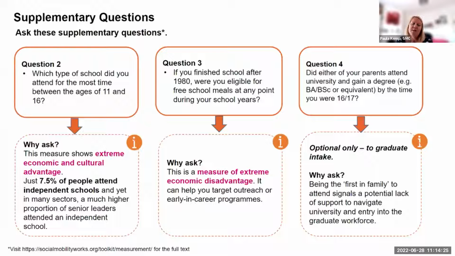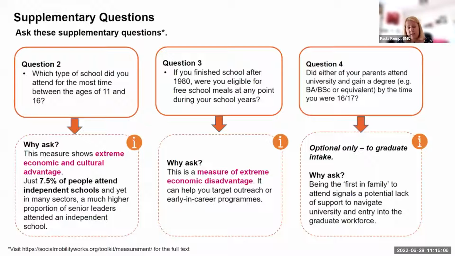And then when you look at questions around your outreach, for instance, or early in careers programs, you might want to ask the question around free school meals. And this is a measure of extreme disadvantage. Around 15% of students are eligible for free school meals. But of course, a lot of people may not choose to disclose this for various reasons. So do be aware that it's quite a sensitive question to be asking people. So really explain what you're going to do with that data and how you're going to measure it.